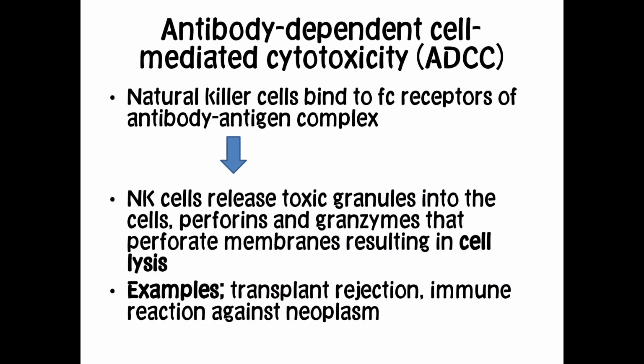How do the natural killer cells do the work? They bind to the target cell, and after binding, they release granzymes, and these granzymes perforate the cell membrane of the target cell, resulting in cell lysis.